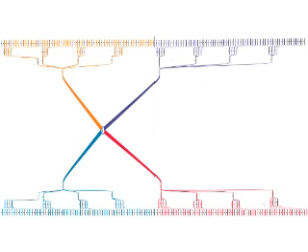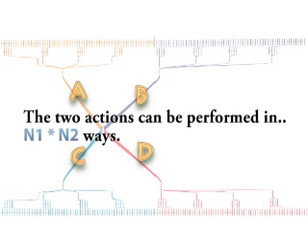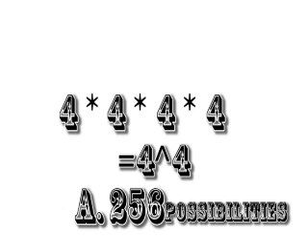When this is illustrated in a tree diagram, we see there are 256 possibilities. However, we can achieve the same result by utilizing the multiplication principle. 4 times 4 times 4 times 4, or 4 to the power of 4, equals 256.